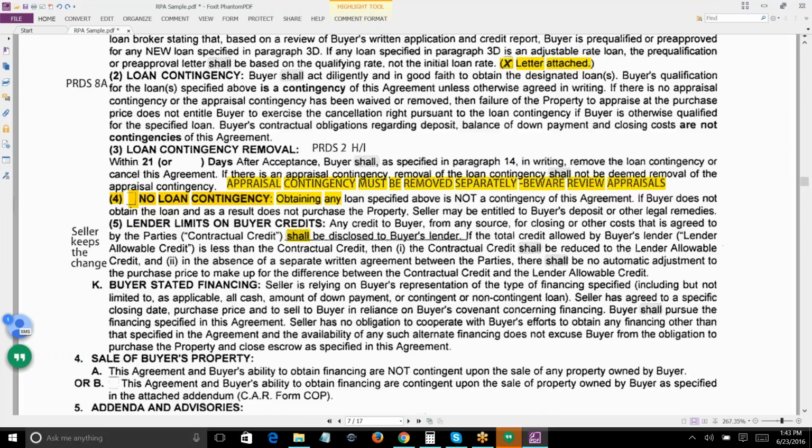No. It says, if the total credit allowed by buyer's lender, and by the way, the lender may have rules as to how much they're going to let you credit, is less than the contractual credit, then the contractual credit shall be reduced to the lender's allowable credit, and in the absence of a separate written agreement between the parties, there shall be no automatic adjustments to the purchase price to make up for the difference between the contractual credit and the lender's allowable credit. And there was a whole bunch of shalls in this one.